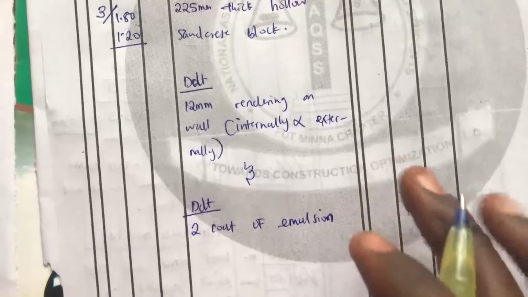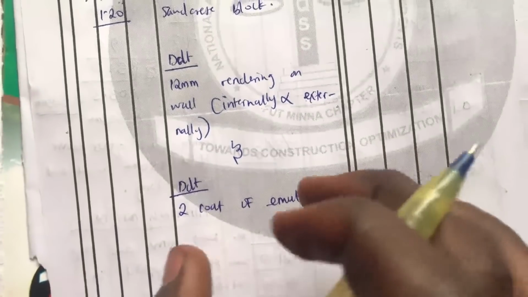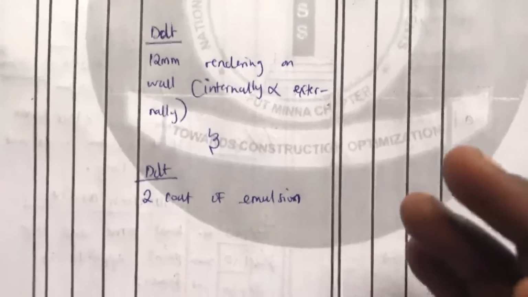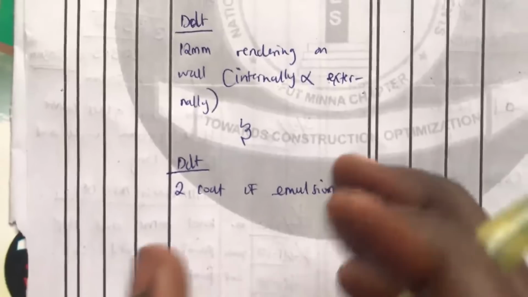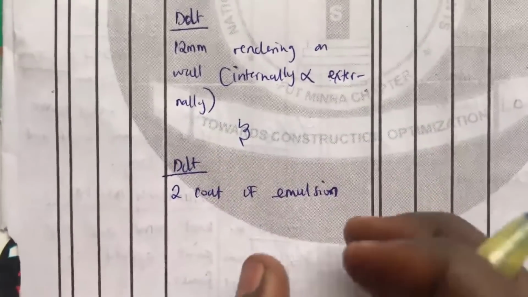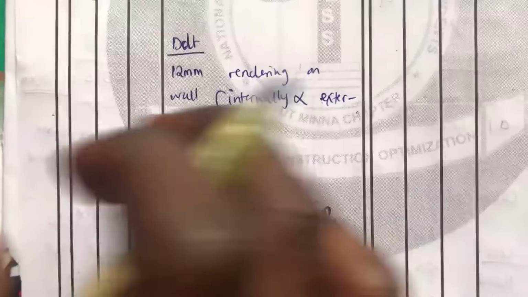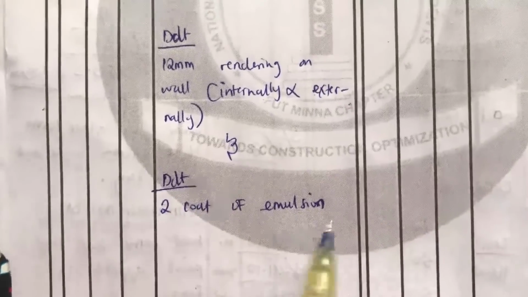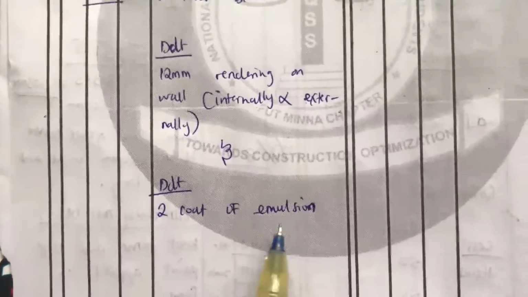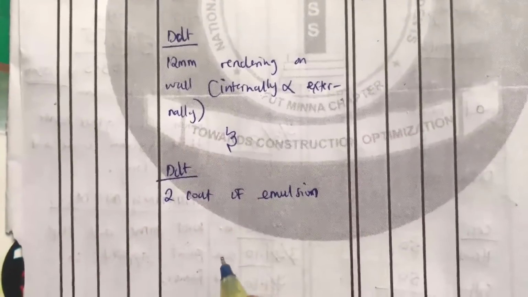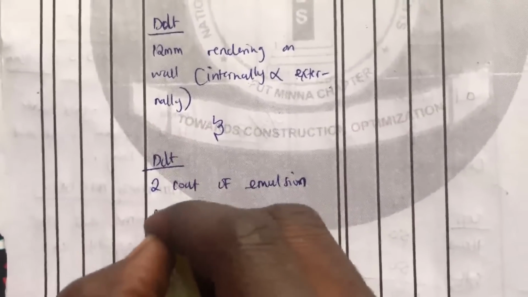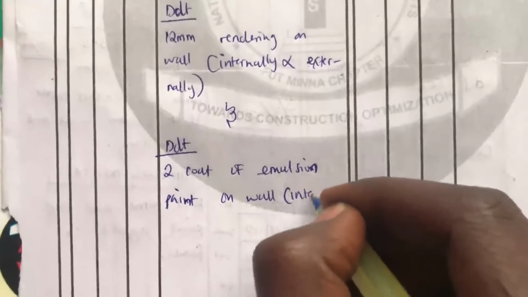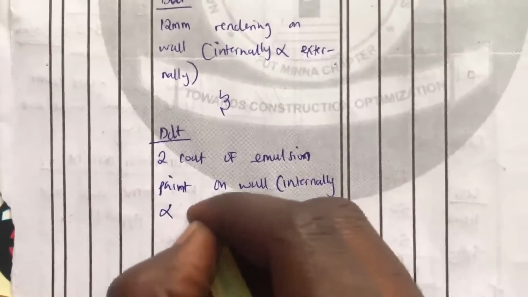Mind you, it is not always emulsion paint. Sometimes the paint used in real life may not be emulsion paint, it may be textcoat or what have you. So ensure that whenever you are working on a real life project, you make sure you work hand in hand with what you have as the finishes in the building you are measuring for. So it is not always emulsion paint. I'm just saying this to draw attention to it. So we have 2 coats of emulsion paint on wall, both internally and externally.